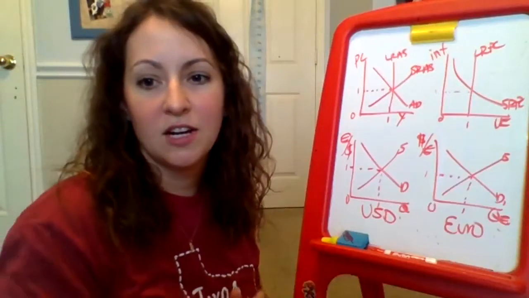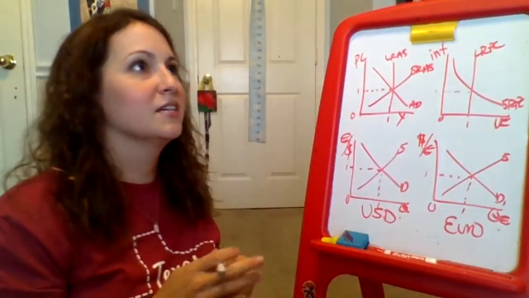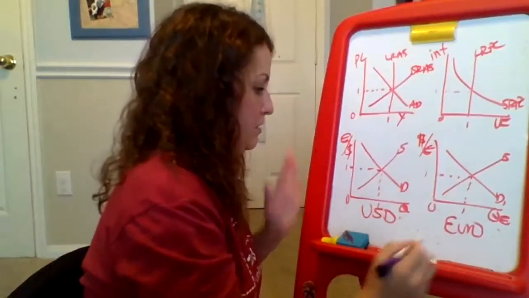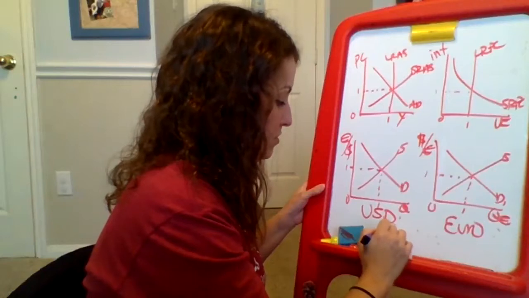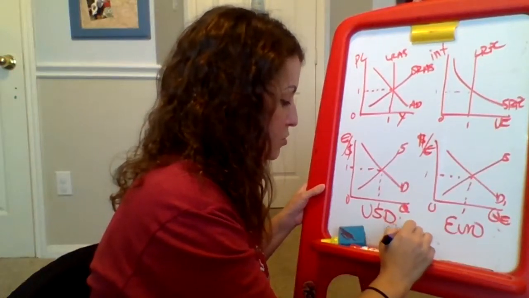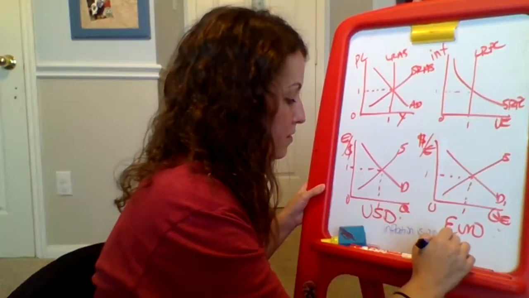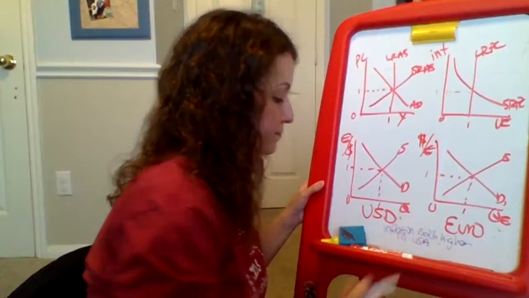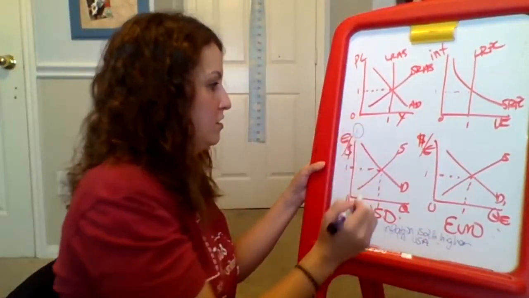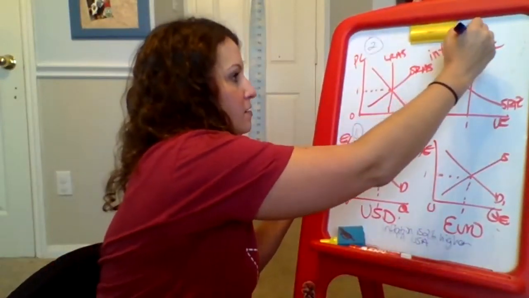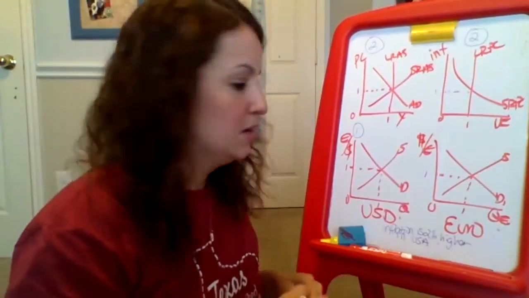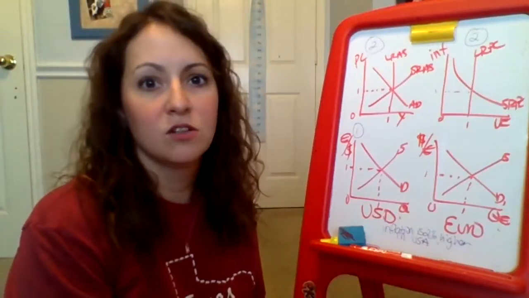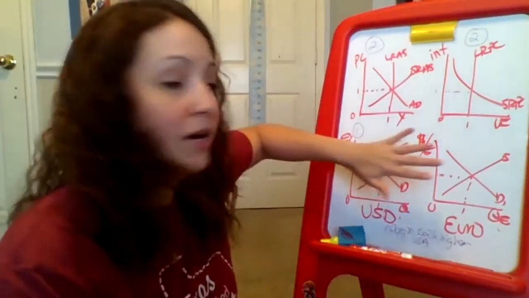So let's just say the scenario is that inflation is 2% higher in the USA. Let me write this down. I'm going to do this first and this second. Okay. Inflation is 2% higher in the United States. Well, remember, inflation is prices are higher. So prices are higher now in the United States.